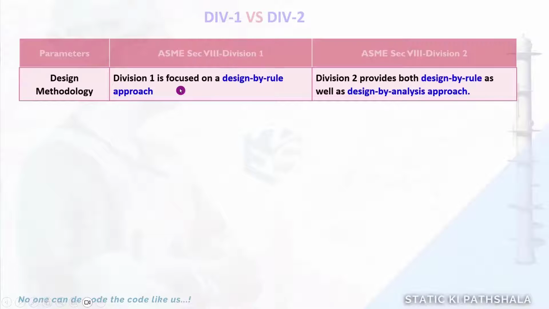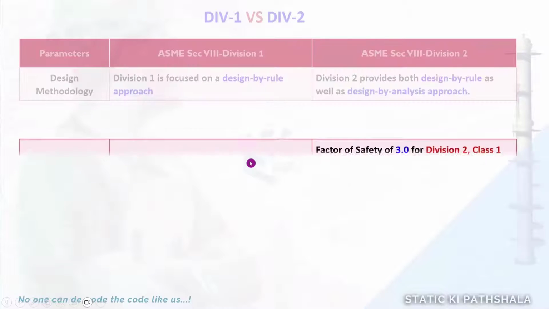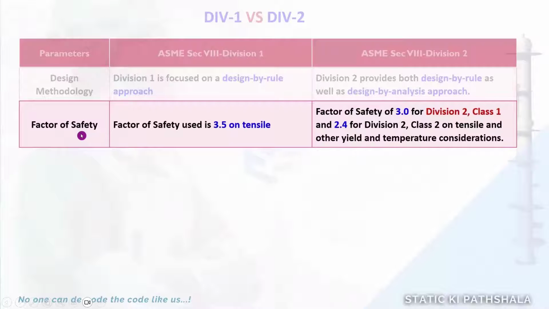In division 1 we cannot directly use FEA. If the rules are given in division 1, we have to follow the rules. If those are not given, then it falls under U-2(g), and only then do we have to refer to some other methodology, which could be division 2, Part 5, which is design by analysis, or some other methods. So division 2 has both design by rule as well as design by analysis. If you have a class 2 vessel, you can design the entire vessel with the help of FEA as well. Then comes the factor of safety.